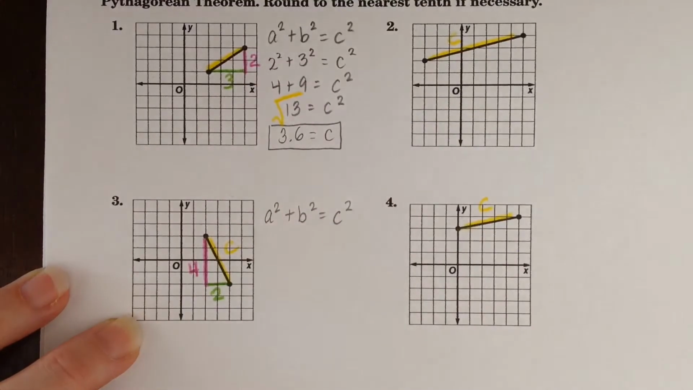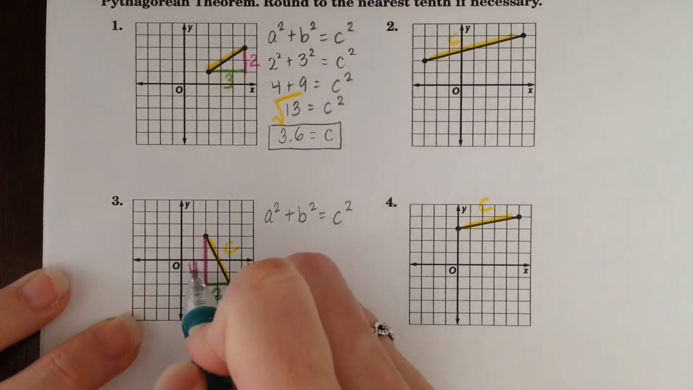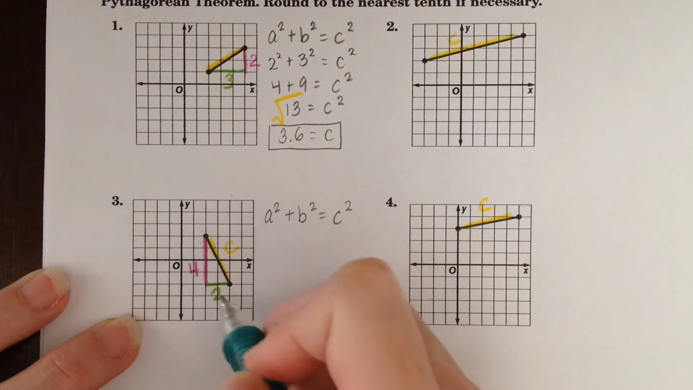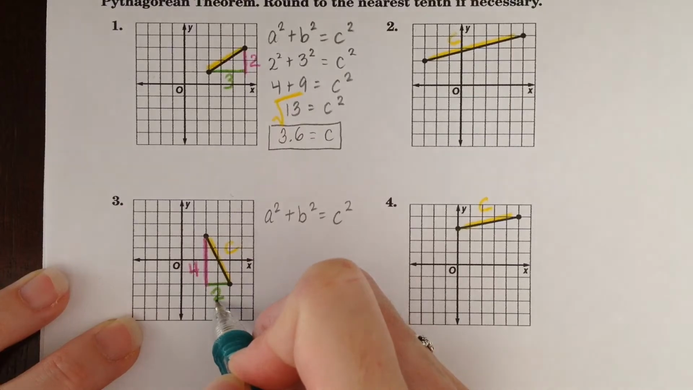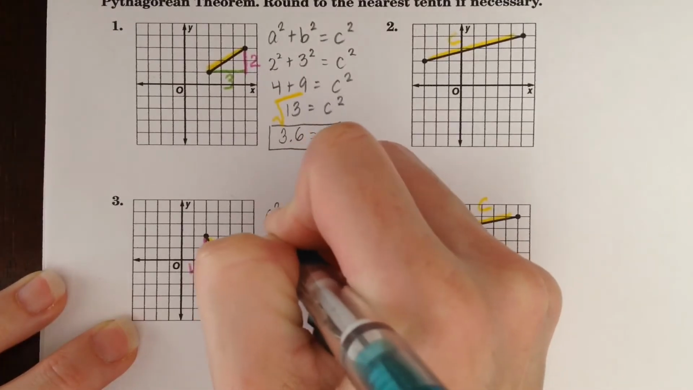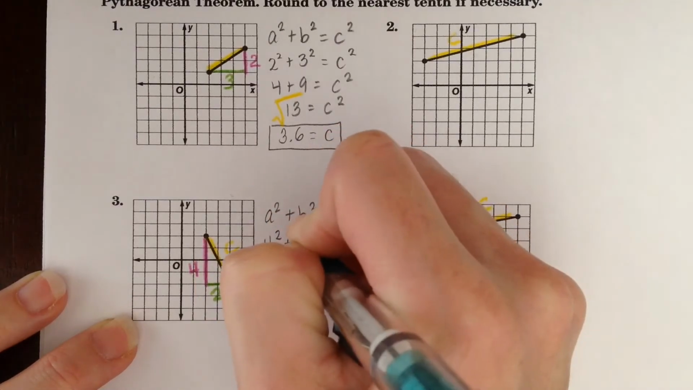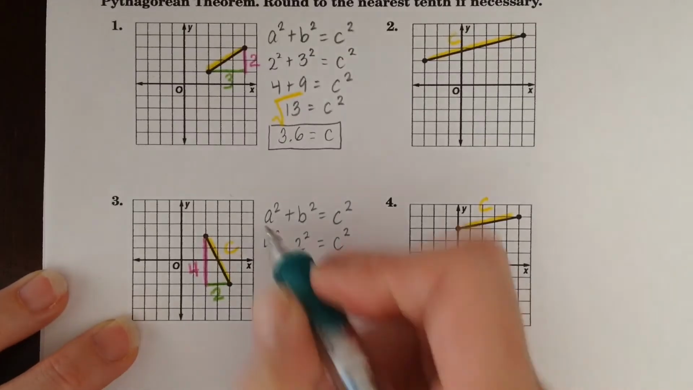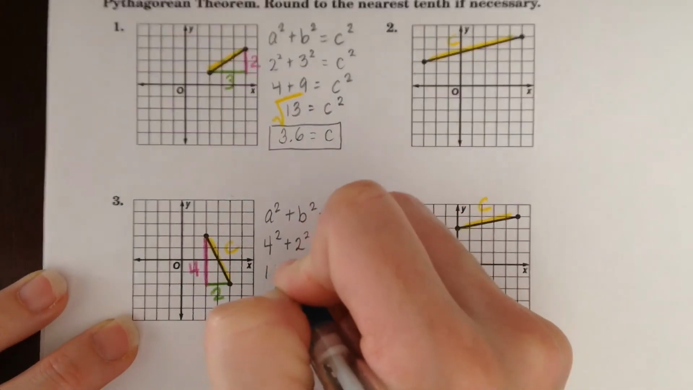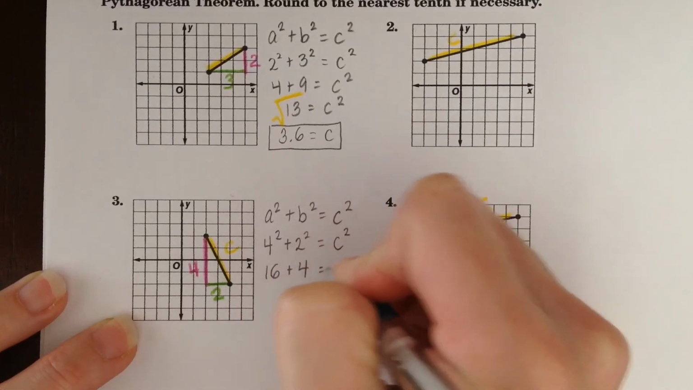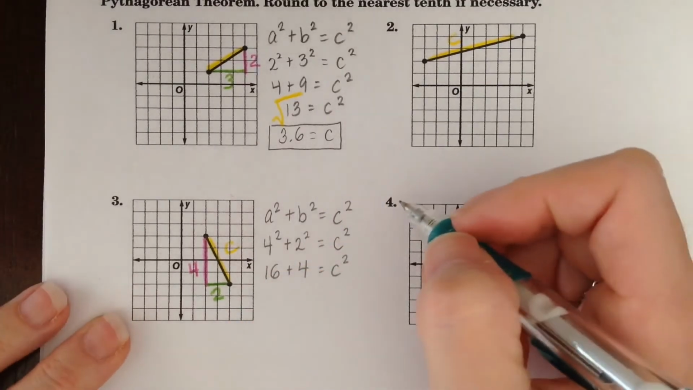And there's my Pythagorean theorem. I don't want to forget anything, so I'm going to write it down. Now let's plug these values in. Does it matter whether 4 is A or 2 is A? No, absolutely not. I'm going to stick with the 4 though. 4 squared plus 2 squared equals C squared. 4 squared is 16. 2 squared is 4, and that equals C squared.